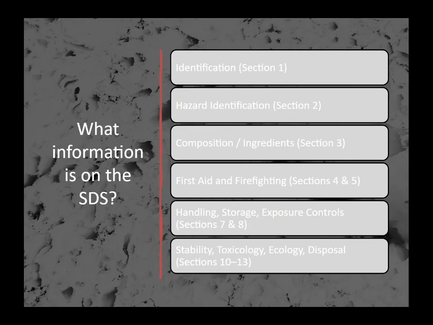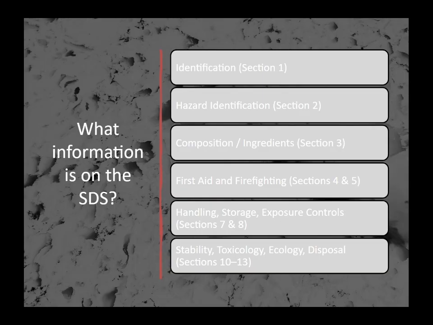Information on the SDS. The SDS is organized into 16 sections. Key sections for workers and employers include Section 1, Identification, Product and Supplier Details, Section 2, Hazard Identification, Pictograms, Signal Words, and Hazard Statements, Section 3, Composition, Ingredients, Sections 4 and 5, First Aid and Firefighting Measures, and Sections 7 and 8, Handling and Storage and Exposure Controls, Personal Protection. While other sections, e.g. toxicological, ecological, are important, sections 1 through 8 contain the most critical information for daily safe use.